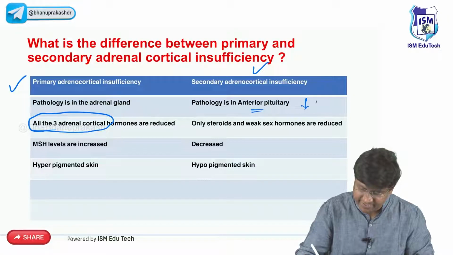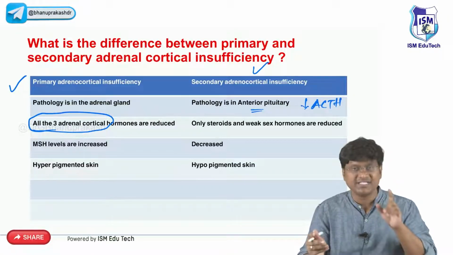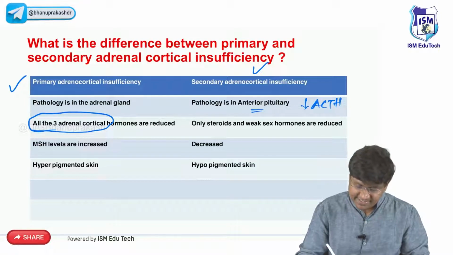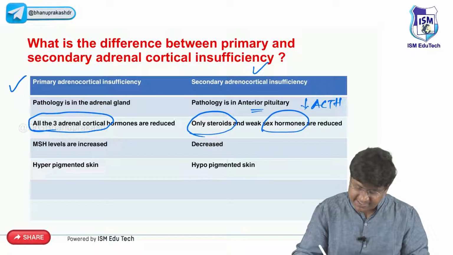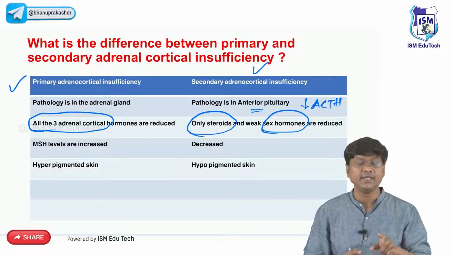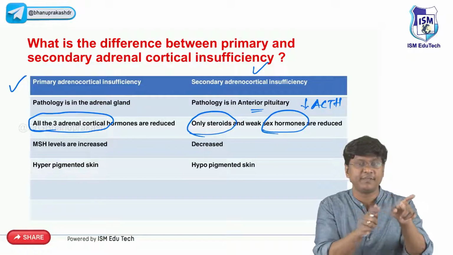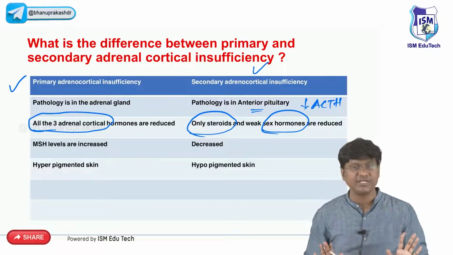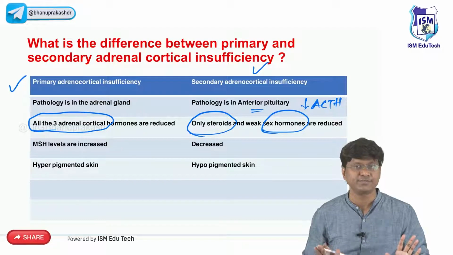That means there will be a decrease in ACTH levels. So once there is a decrease in ACTH, only steroids and the weak sex hormones will be reduced. Why? Because aldosterone production is not dependent on ACTH. So that is the reason why only steroids and weak sex hormones will be reduced in secondary.